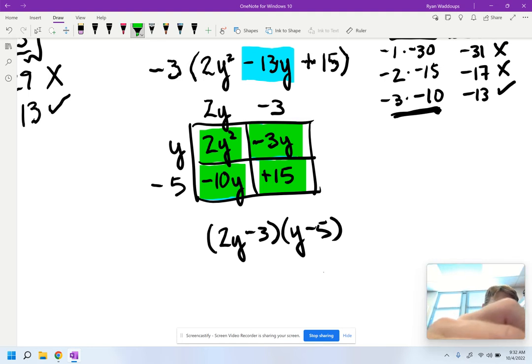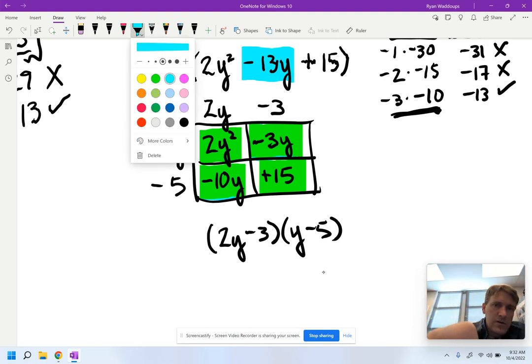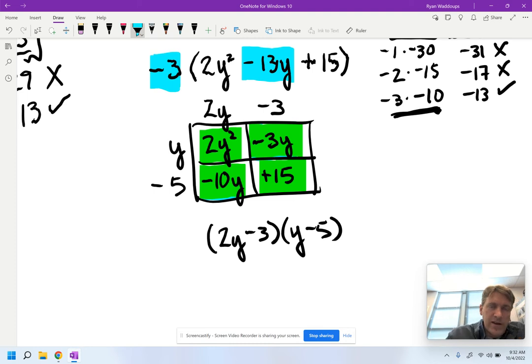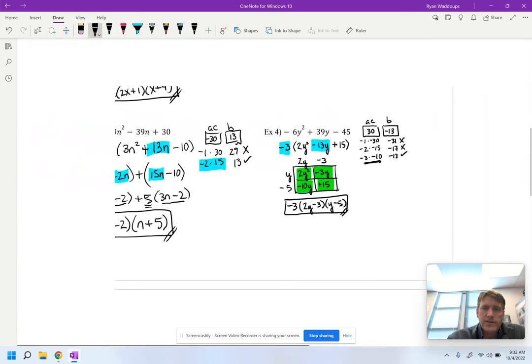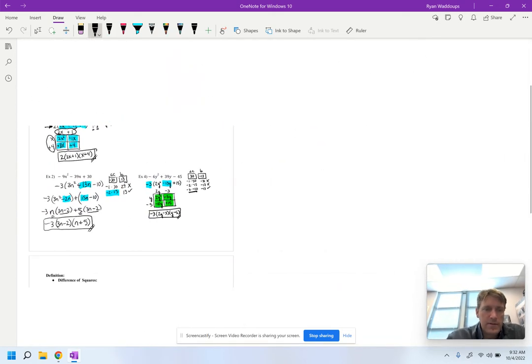Once again, it's important we remember that minus 3 that we factored out at the beginning. We're going to include it as one of the factors. So minus 3 times all of that. All right, that's example 4.